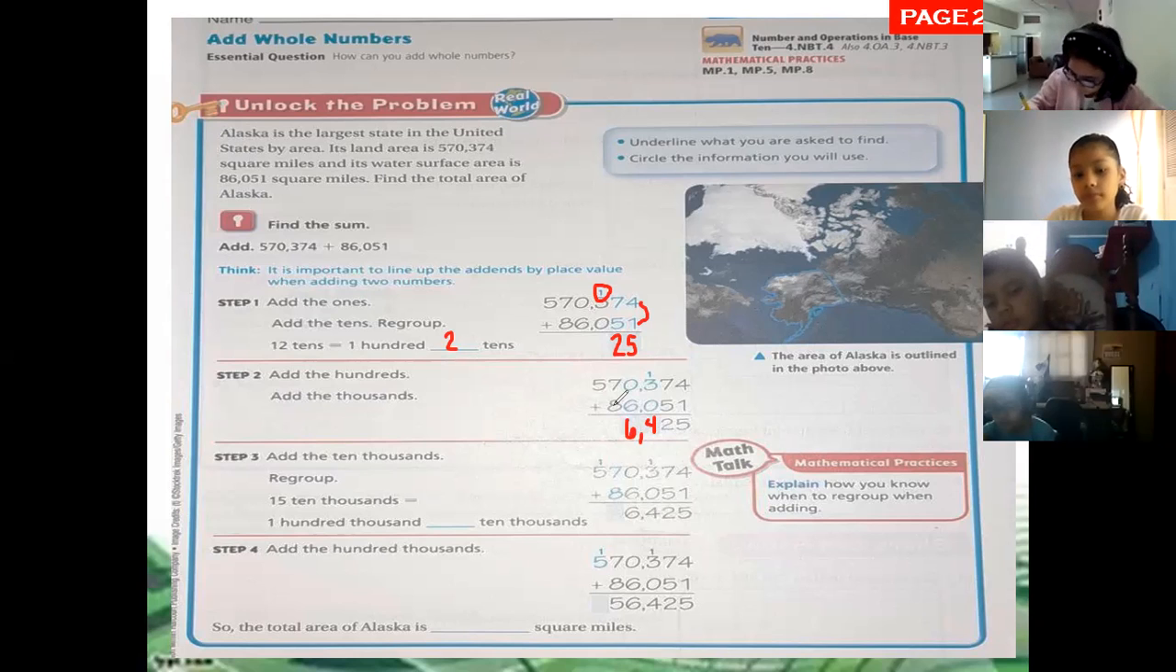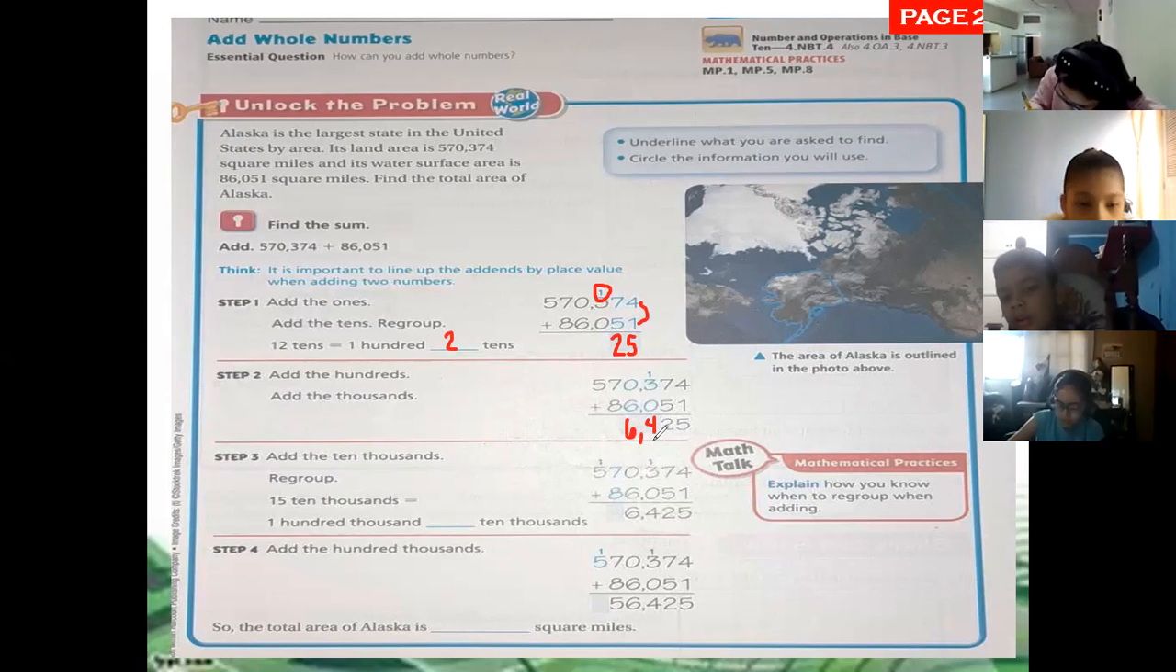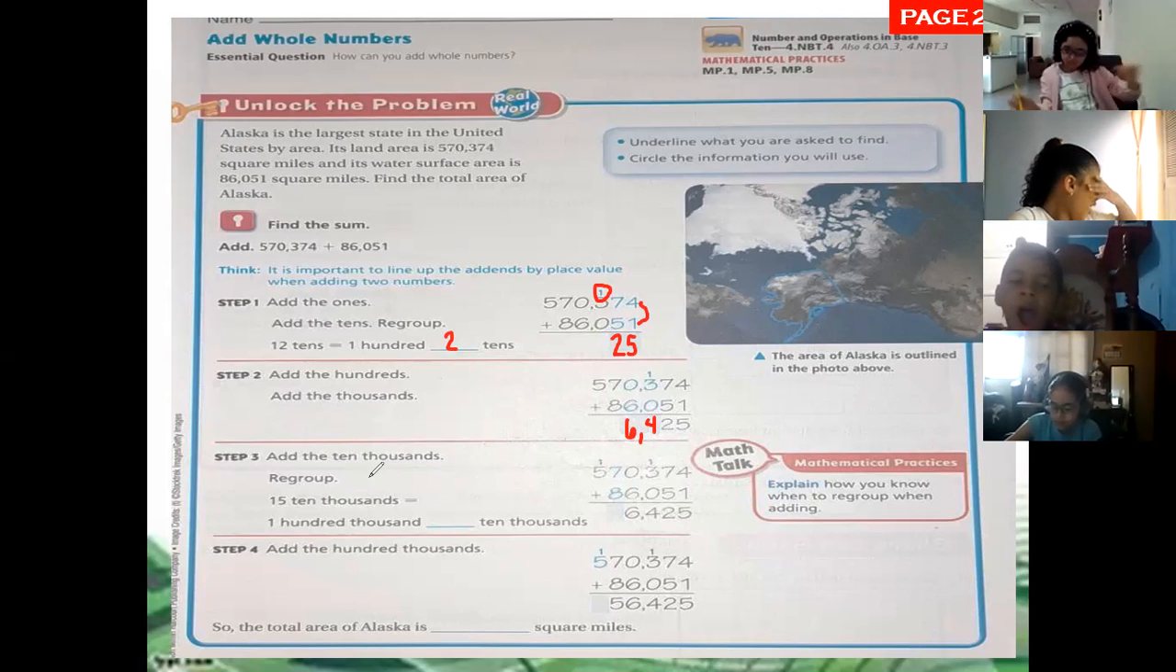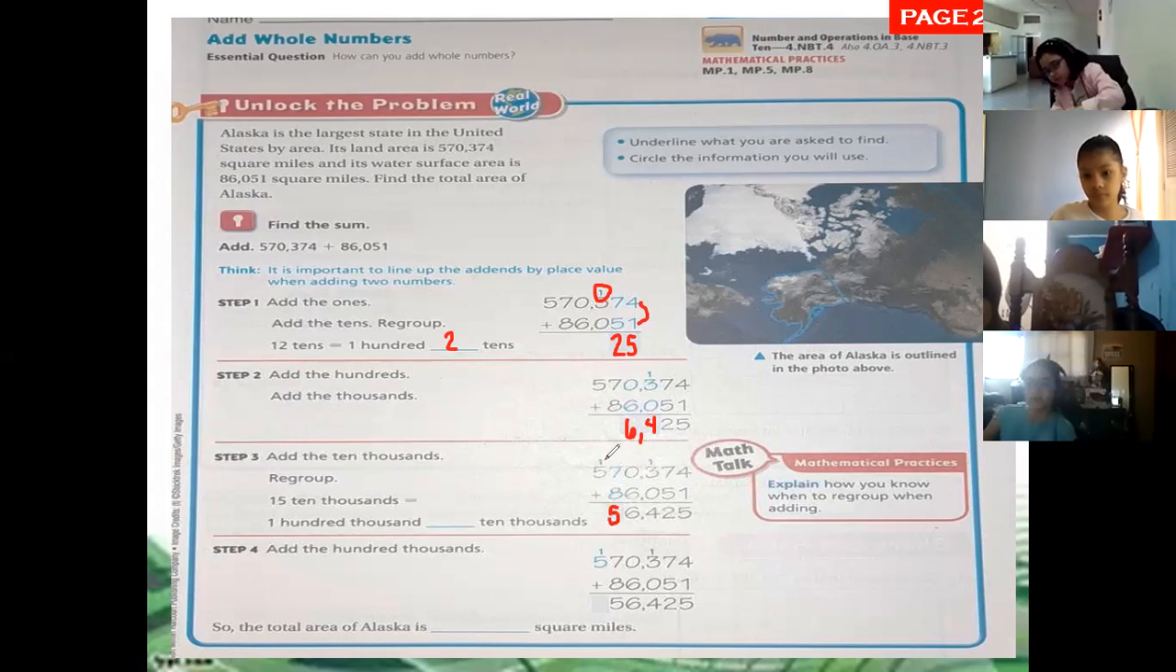15. Okay, so I'm going to stop there. We already regrouped. We added the hundreds; if you see here, that is the 4, and the thousands, that is the 6. In the third step, we need to add the 10,000s. It is the one that Dana told me. It's 15, so we regroup 1.